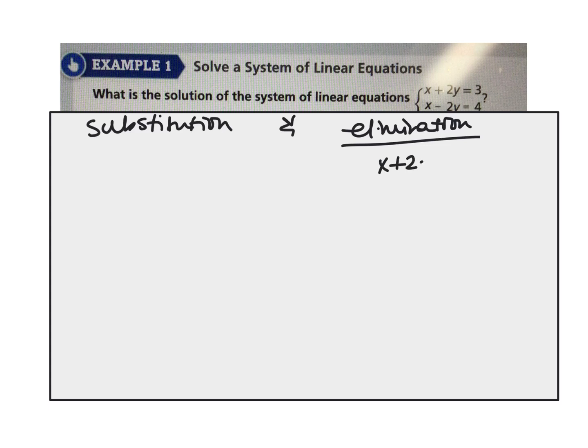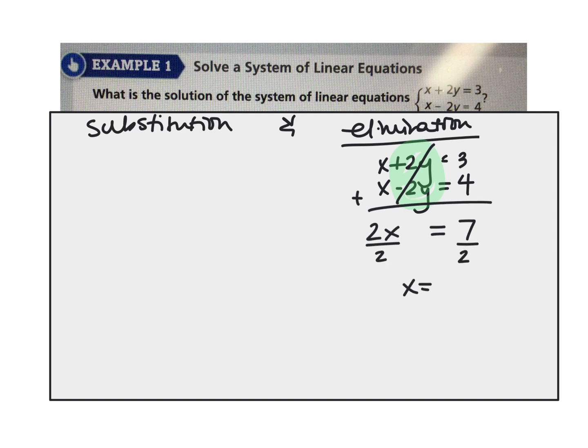I notice right off the bat when I look at these two equations that they have opposite y values. So if I were to add the equations together, these y terms would actually cancel out. So that's what I'm going to do. I'm going to add these two together. It's going to give me 2x equals 7. I can divide by 2 and solve for one of my values, and that's that x equals 7/2. Now, to find my y value, I can plug that back in.